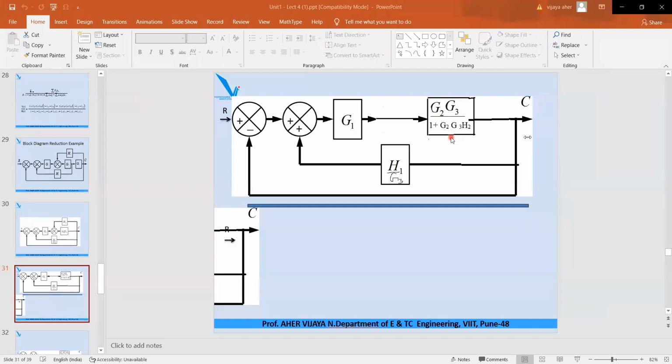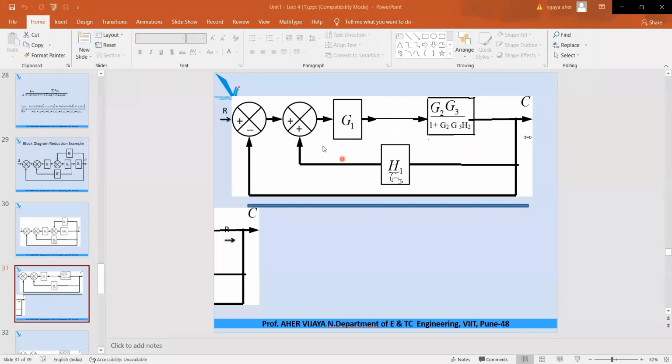Thank you, Aman. Now look. Now this is again G1, and this block is in series. Are you with me? So this block and this block are in series. So you can write one transfer function instead of these two blocks. You can draw one block with a transfer function. Just multiply this G1 with this term. So G1 into G2 into G3 divided by 1 plus G2 G3 H2 is the transfer function within one block.